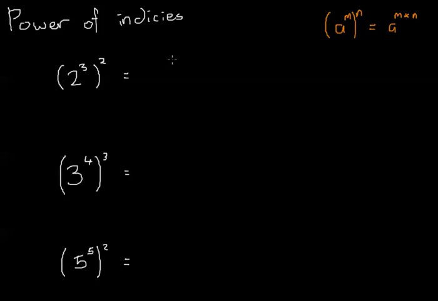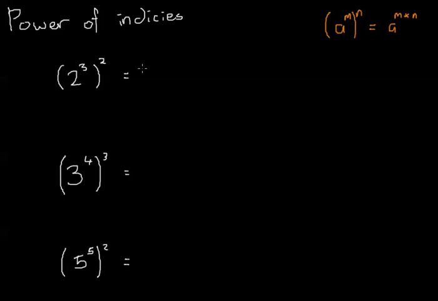Hi, so we're looking at the power of indices here, or when you see a base number with indices separated by brackets. So with this question here, we're going to expand this out so we can get a true idea of how to solve this. So when we've got 2 to the power of 3, we're going to worry about what's inside of the brackets before we worry about what's outside.